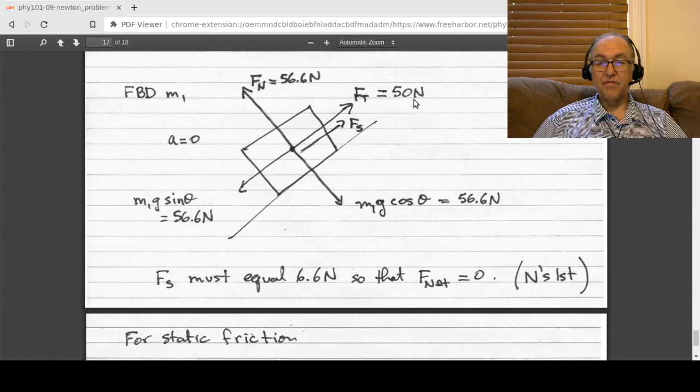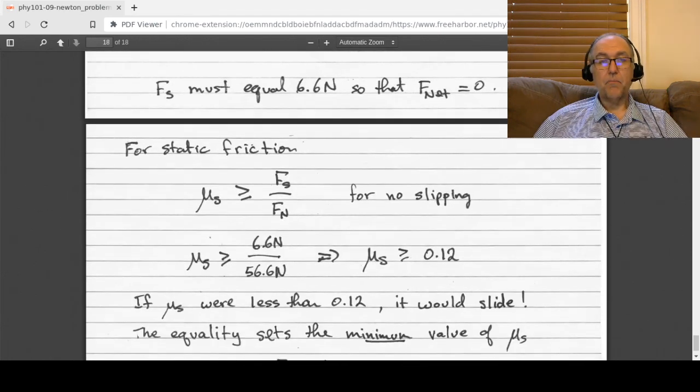So once again, we have 50 newtons up plus the 6.6 from the static friction for a total of 56.6 newtons up the inclined plane, and that's going to balance 56.6 newtons down the inclined plane so that there is no net force in the x direction, and also there's no net force in the y direction, leading to static, okay? Now, we've mostly analyzed the problem, but that's not what I asked for.